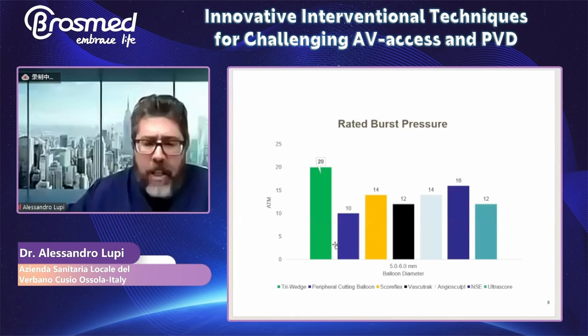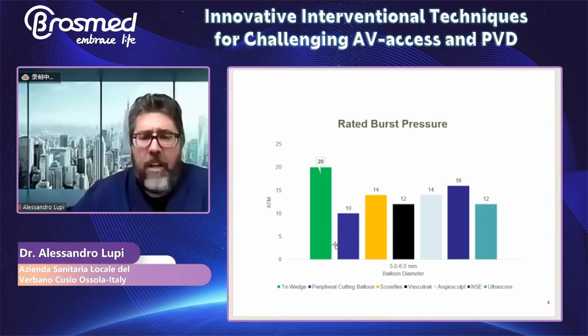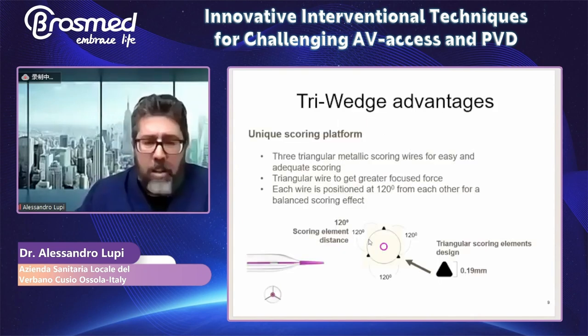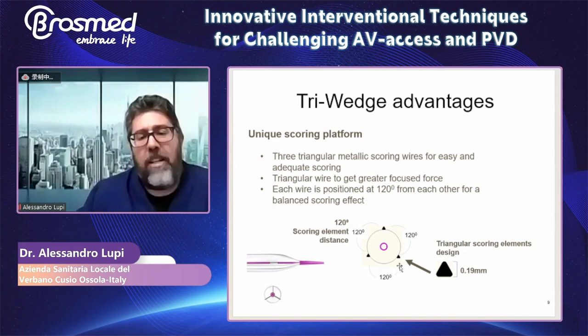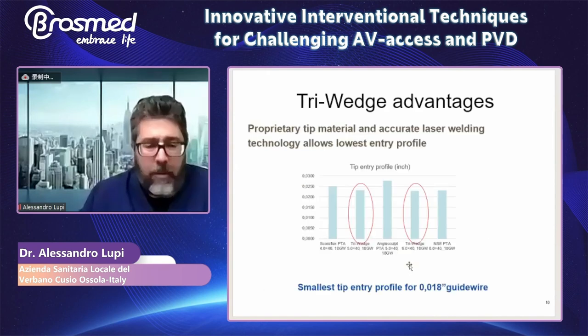This is a graph that compares the rated burst pressure of the Tri-wedge and other scoring and cutting balloon devices on the market. You can see that the balloon can sustain much more stress than the other balloons that are available. About the scoring system, we have already said it's important that the scoring elements are triangular, with a point that points towards the vessel wall, in order to maximize the force applied to the vessel wall and the plaque that we have to treat.